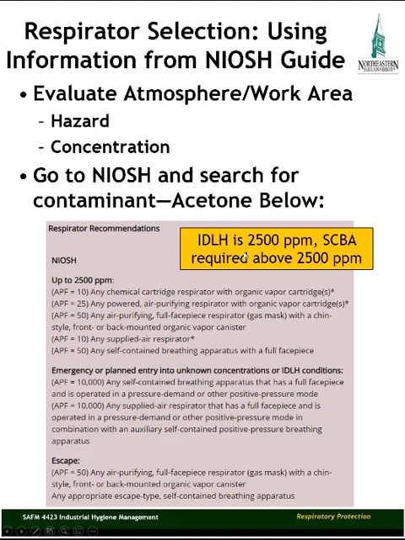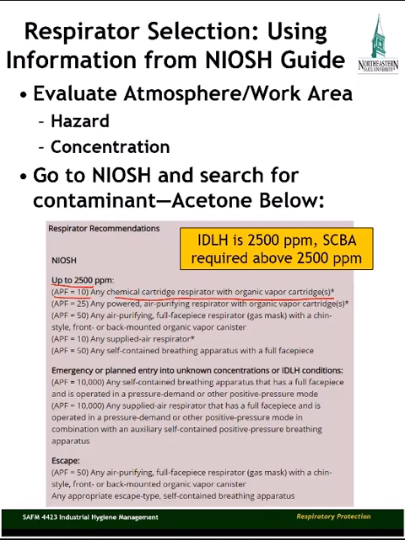Again, the IDLH level is 2,500 parts per million, SCBA required. But let's say it's less than 2,500 parts per million. So up to 2,500 parts per million, which would be less than 25 parts per million, you can use a respirator with an APF of 10 with organic vapor cartridges. Voila, there it is, simple. That's the type of respirator you can use. Again, that's the lowest APF.